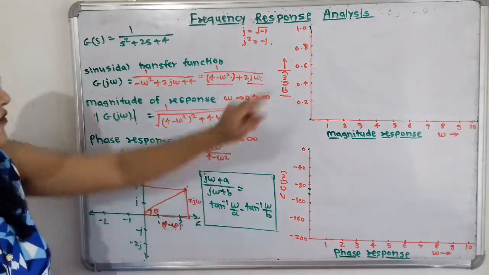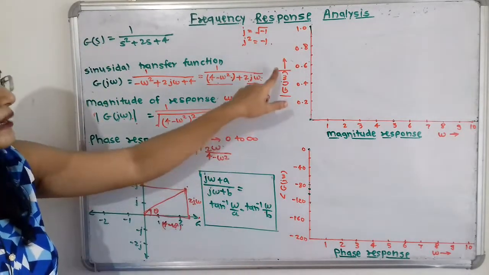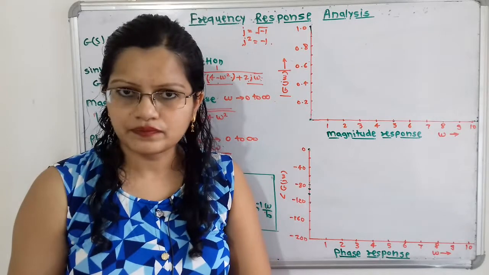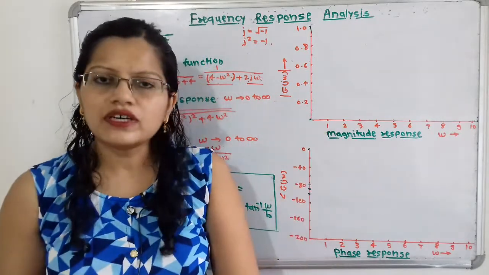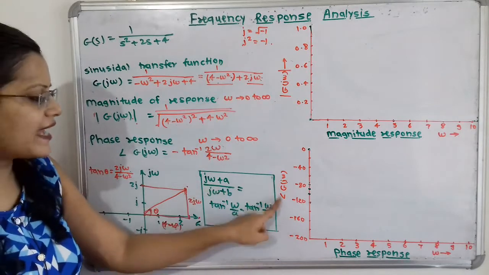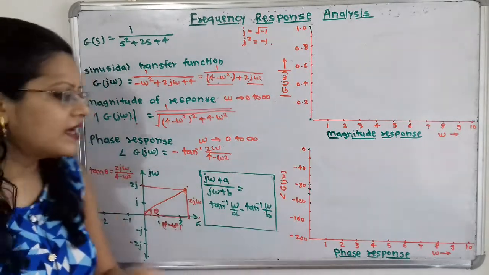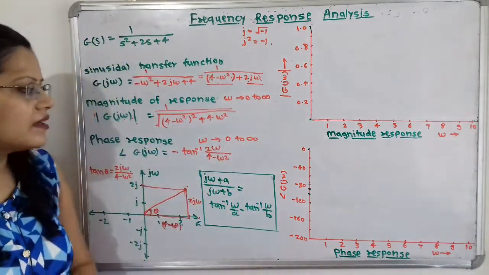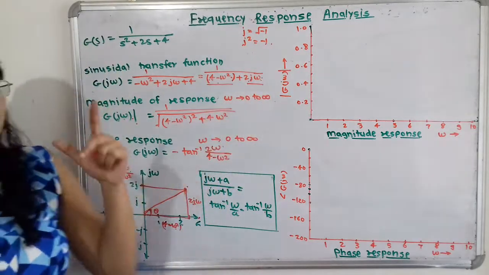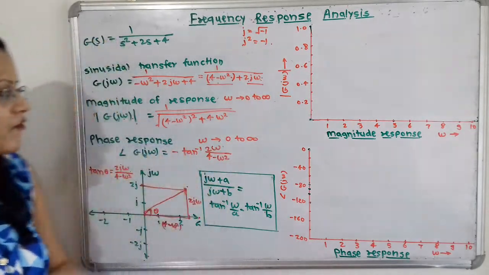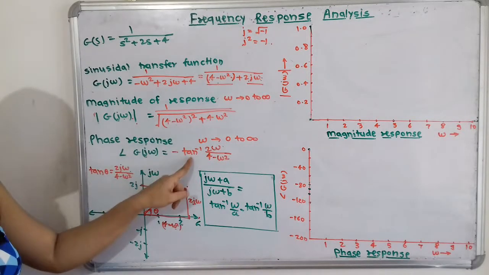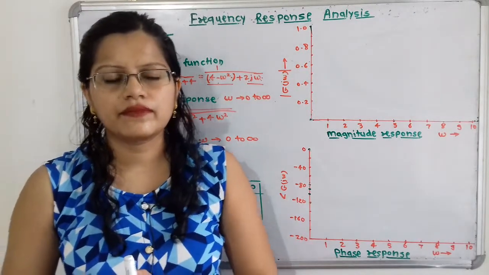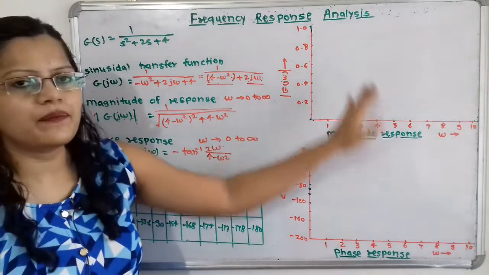Now if we observe this graph, on this vertical line or y-axis we take modulus of gj omega, and on this horizontal line we take the value of omega. This is known as the magnitude response. In the phase response, we take the angle of gj omega on the vertical line, and on the horizontal line we take the value of omega. We will first make the table for the calculation, that is, we calculate all the values with the help of a calculator by using these two formulas, and then we will plot the graph. Here I have made the table. Now we will plot the values.